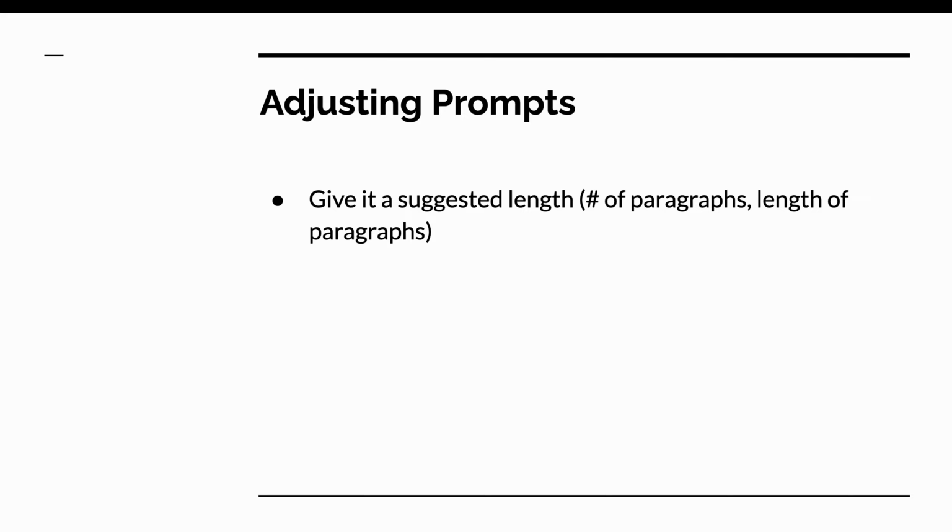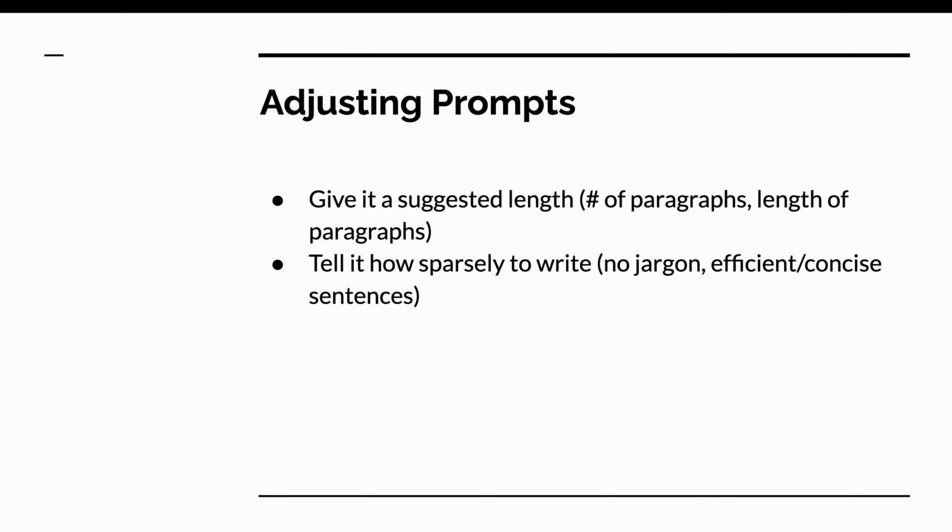For one, you might want to give it a suggested length. So you might want to say, I only want it to be 2 paragraphs, or I want my paragraphs to have 1 to 2 sentences, or I want my sentences to be quite short. You might talk about how it should write sparsely. So when you're writing your prompt, you might say, within this email, I want you to use no jargon. I would like you to write efficient and concise sentences.